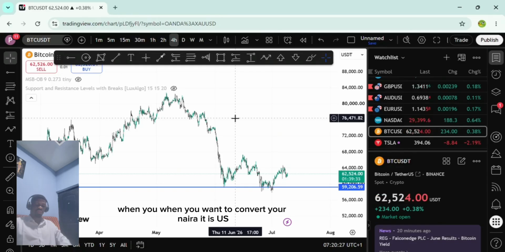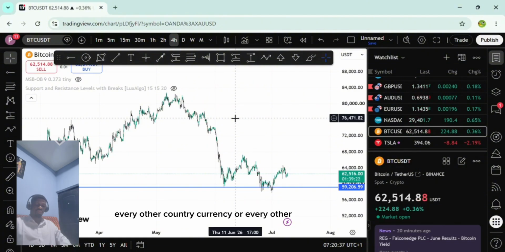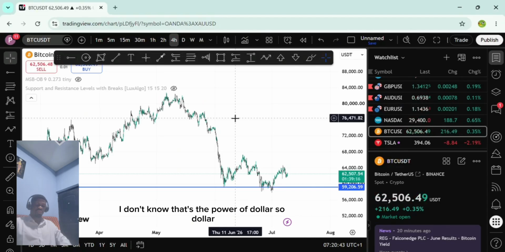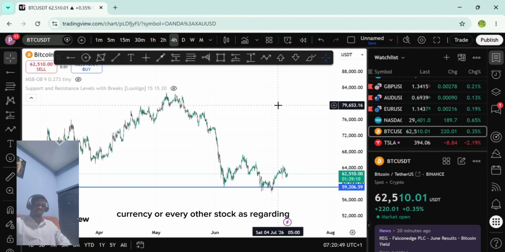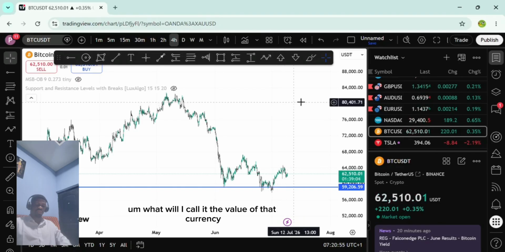When you want to convert your naira, it is the US dollar you like to convert your naira to. It's the currency that is being used to regulate every other country's currency, every other commodity or stock. That's the power of the dollar. The dollar is the currency used to regulate every other currency or stock, as regards the value of that currency.